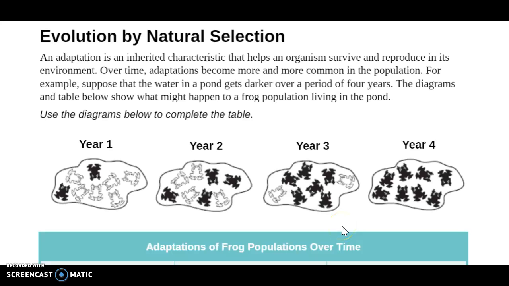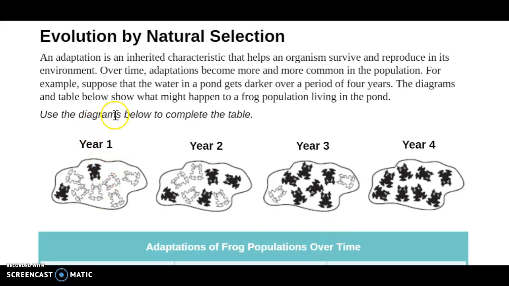And now we're going to look at the natural selection handout. An adaptation is an inherited characteristic that helps an organism survive and reproduce in its environment. Over time, adaptations become more and more common in a population. For example, suppose that the water in the pond gets darker over a period of 4 years.